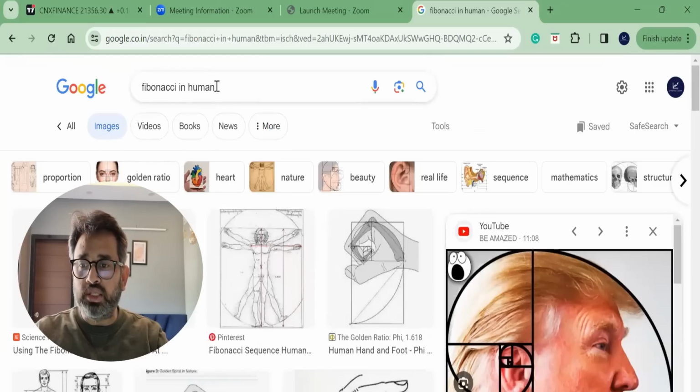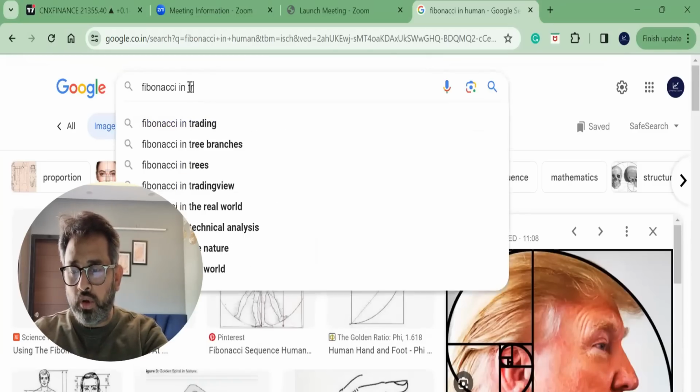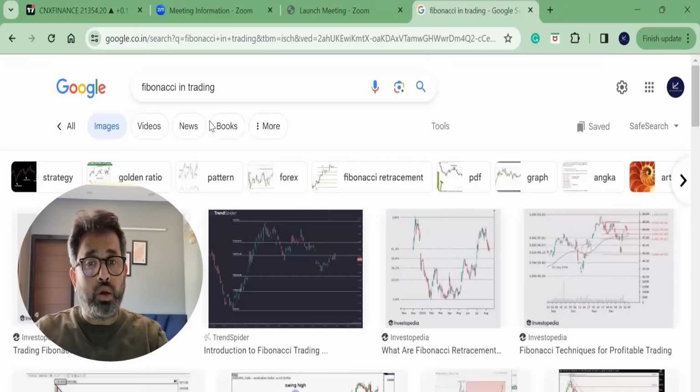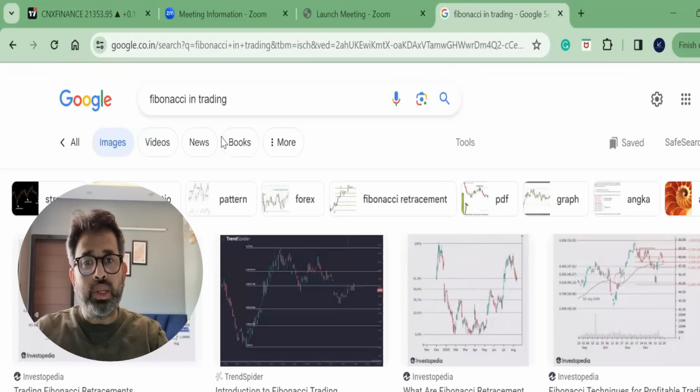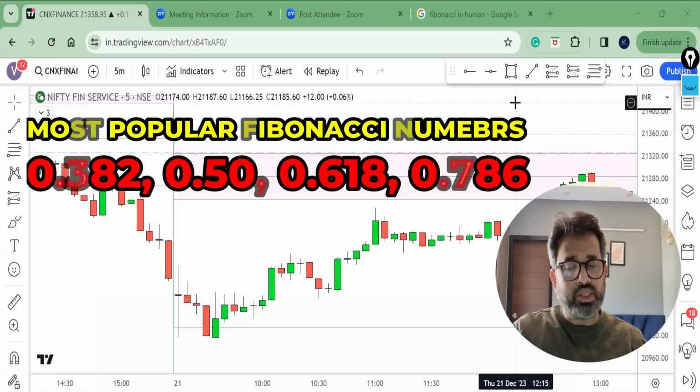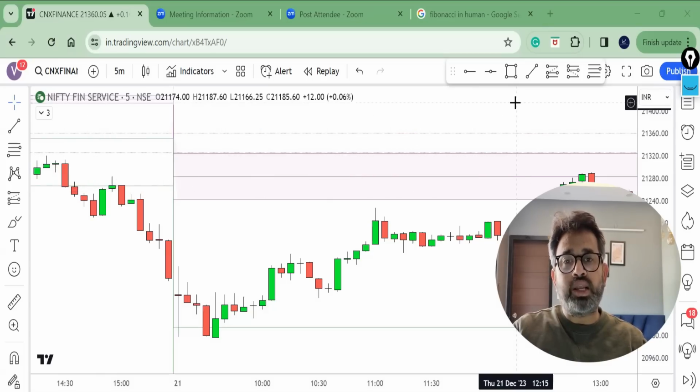That is when Fibonacci became so powerful, people started thinking, why should it not be used in trading also, why should it not be used on price action charts? That is how traders also started using Fibonacci numbers on their price action charts. The most popular Fibonacci numbers are 0.382, 0.50, 0.618, and 0.786. These are the most commonly used Fibonacci numbers.